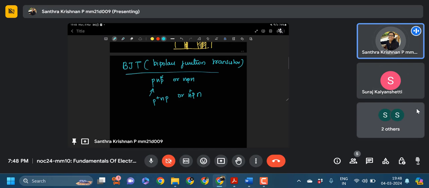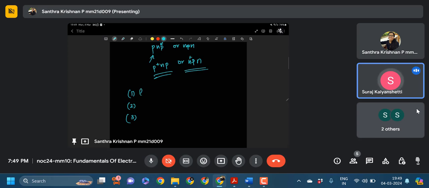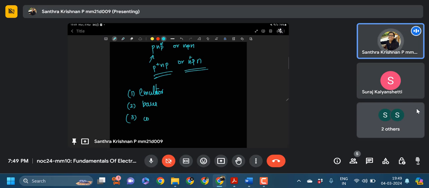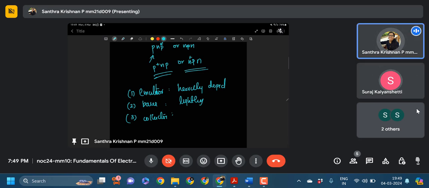So it consists of three differently doped regions and can have a configuration of NPN or PNP, whatever it might be. And one more thing is it has three different regions based on their functions. If you recall, it would be an emitter, base, and collector. So, what do you know about the doping of an emitter? Like, how will it be doped? Like moderately doped, you can say.